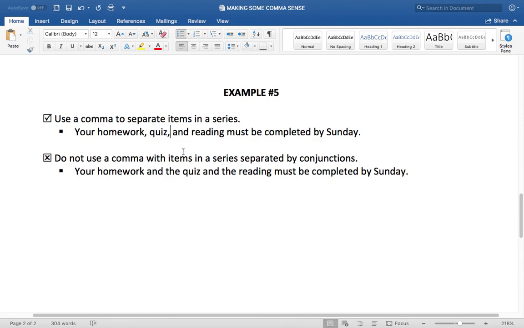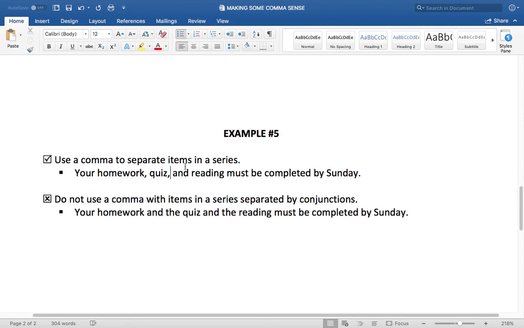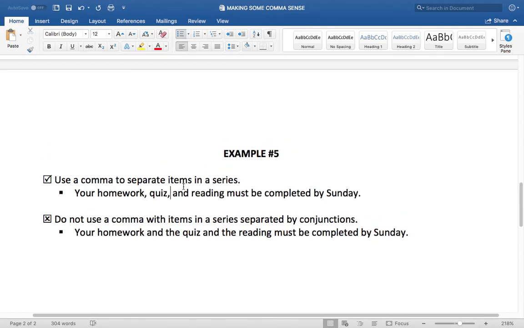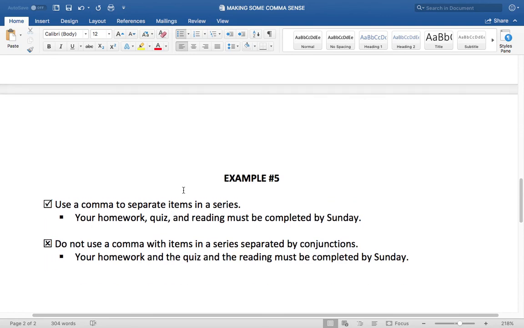All right, so these are my 5 examples of some common mistakes in comma usage and the correct way to handle all of those. I have included this resource in the course materials, and I hope you use it as a supplement to the PowerPoint and the reading to help you make some comma sense.